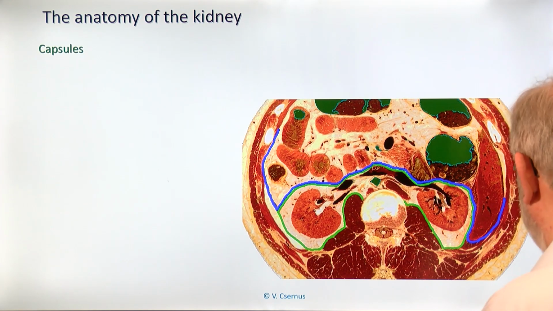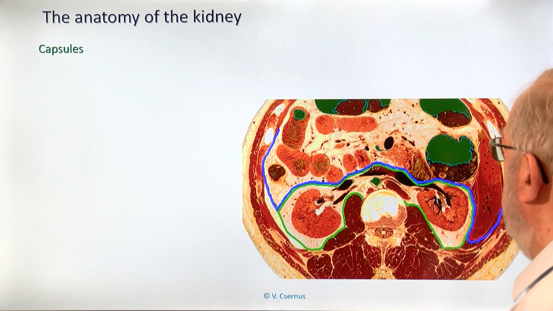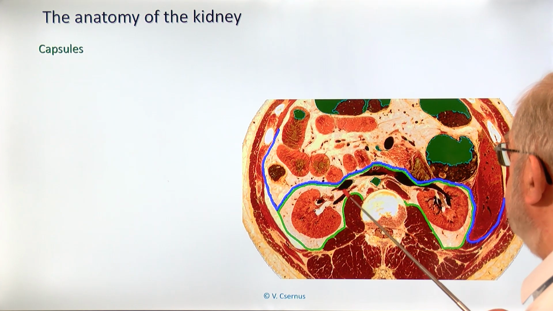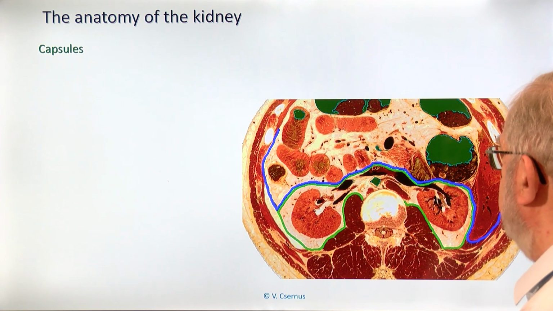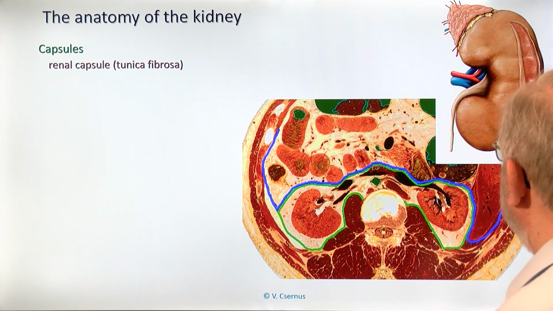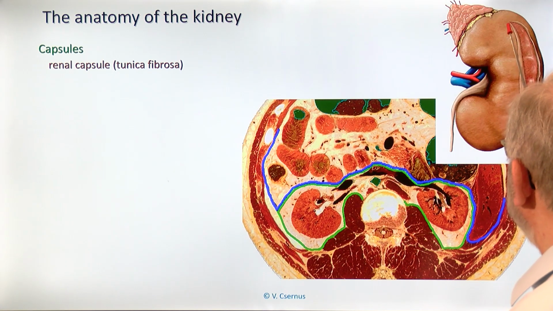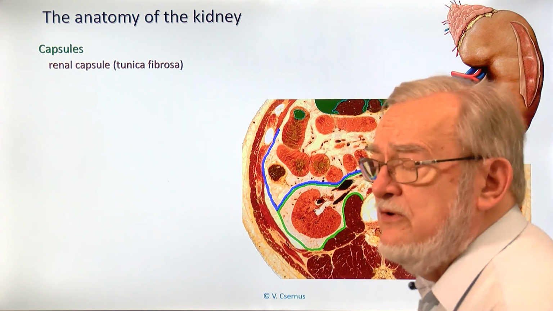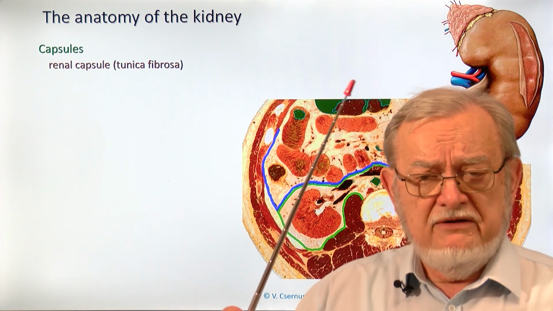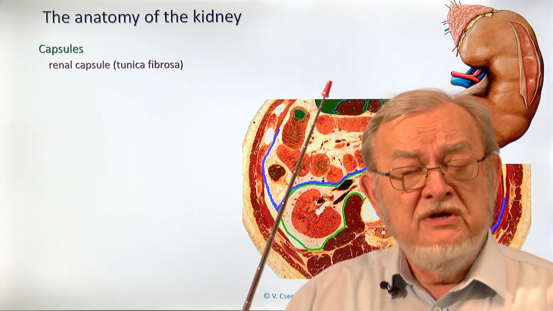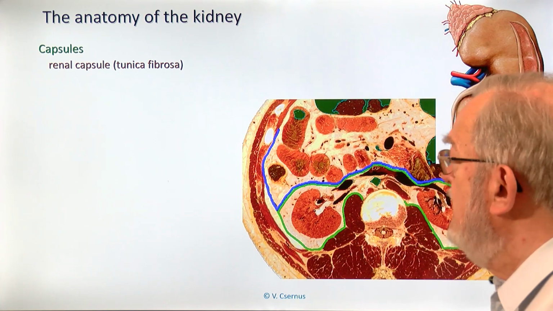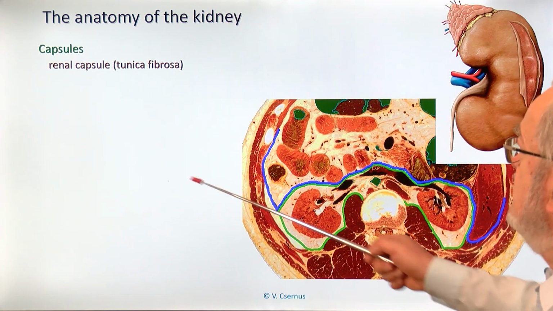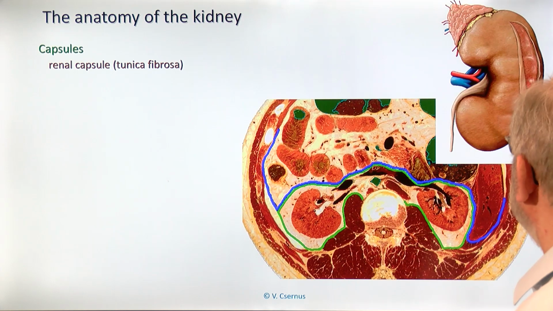Okay, next chapter is the capsules. The kidney is surrounded by 3 layers of capsules, and these are the following. The innermost capsule is like a normal capsule of the organ. Most of the organs have a thin layer of dense collagenous connective tissue, which is the capsule of the organ, and the kidney also has that. This is what we name the renal capsule or tunica fibrosa.